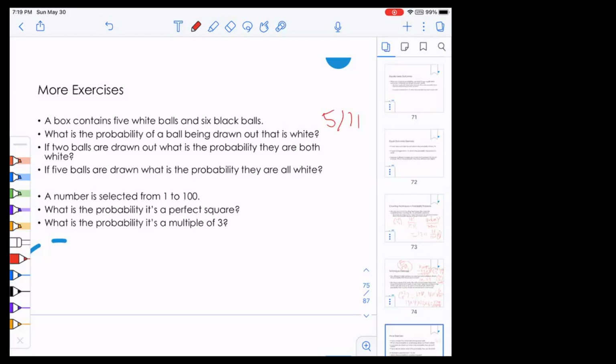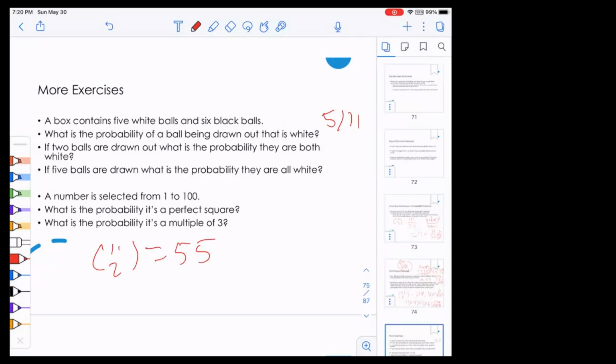Now we need to look at if 2 balls are drawn out, what is the probability that they are both white? So first we need to find the number of ways we can choose possible outcomes. So since we have 11 balls and we're choosing 2, we had to find all of the possible ways we can choose 2 from 11. So let me just do it down here. Choose 2 from 11, and we will get 55.